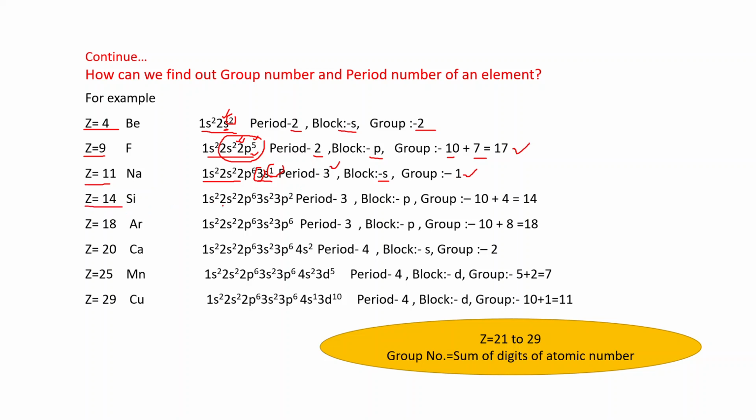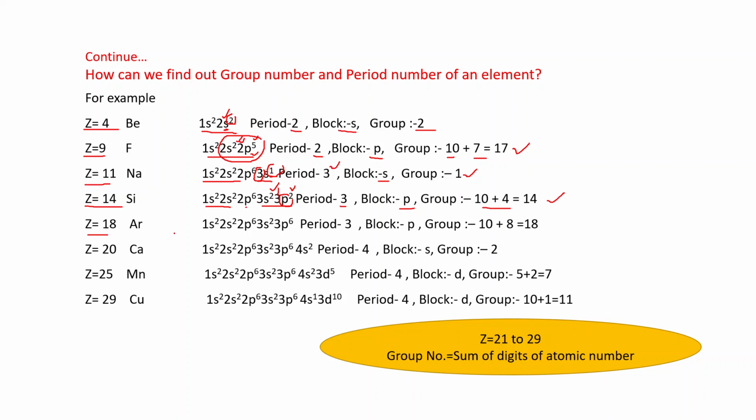Z is equal to 14: 1s2, 2s2, 2p6, 3s2, 3p2. The outermost shell principal quantum number is 3, that's why the period is 3. The block is p, and for p block elements, the group number is 10 plus the number of valence electrons. The valence electrons are 2 plus 2, 4, add 10, that's why 10 plus 4 is equal to 14.